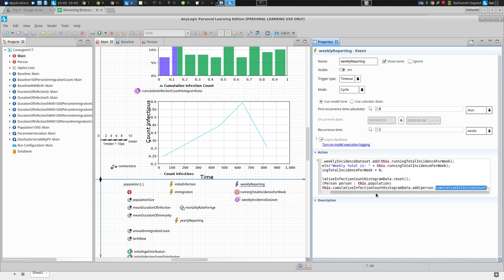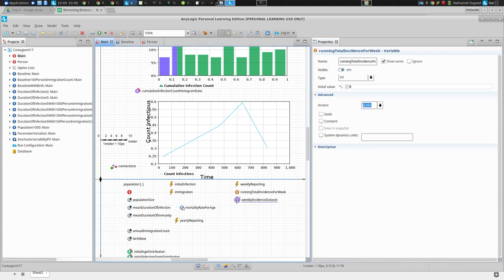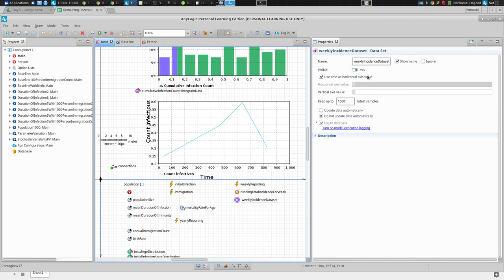We did something else as well yesterday. You may remember that associated with the same event, we kept track of a running total of incidents for the week, and we had this thing called a data set, which was recording these. Remember that? I said that each of those items in the data set on a weekly basis was recording the number of incident cases in the past week, but it also had a so-called horizontal axis value that was the time. And that's why there is this checkbox for use time as horizontal value.